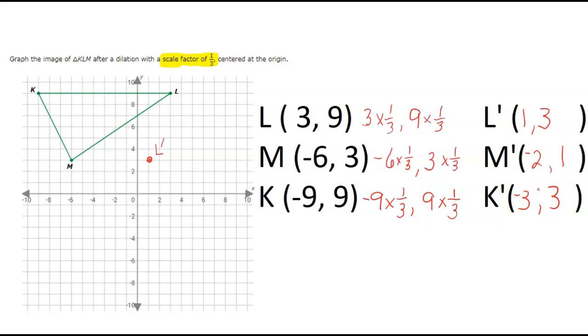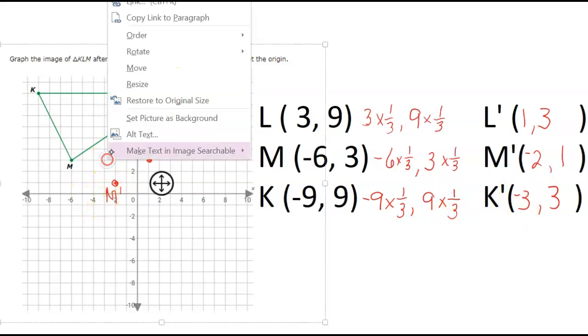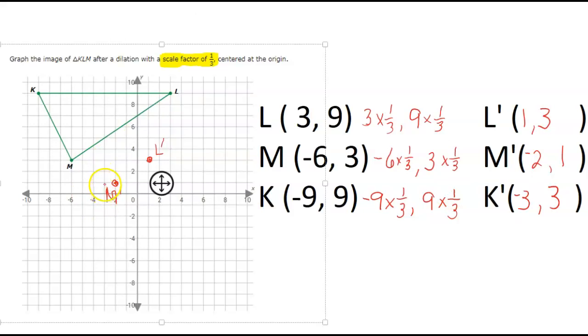So now I have my points for each of the points on my triangle. So I have L prime, which is at 1, 3. I have M, which is at -2, 1. I'm going to label each one M prime. And I'm going to label K, -3, up 3. Oh, let's keep going there. And I get K prime. Connect my dots. And I have my dilated triangle with a scale factor of 1/3 coming from the origin.